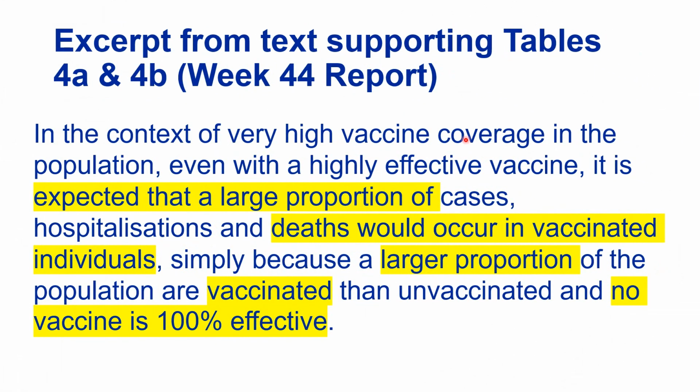Now, the text that supports those tables talks about the fact there is a very large portion of double jabbed dying compared to unvaccinated, but what they explain it as, in the context of very high vaccine coverage in the population, even with a highly effective vaccine, they're always highly effective, it's expected that a large proportion of cases, hospitalizations and deaths would occur in the vaccinated individuals simply because a larger proportion of the population are vaccinated than unvaccinated, and no vaccine is 100% effective. So you could argue, yeah, that's true.